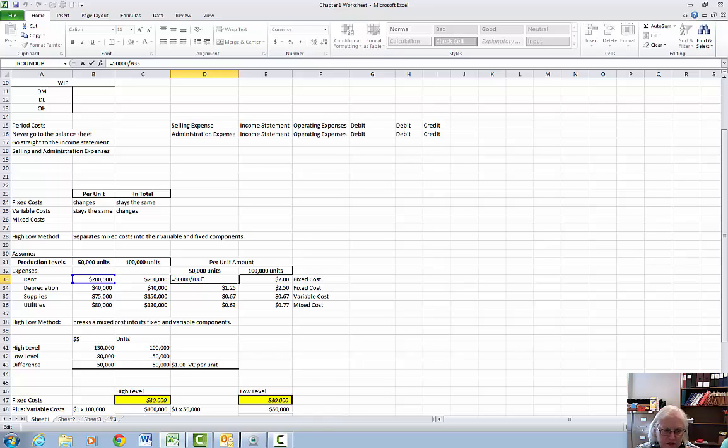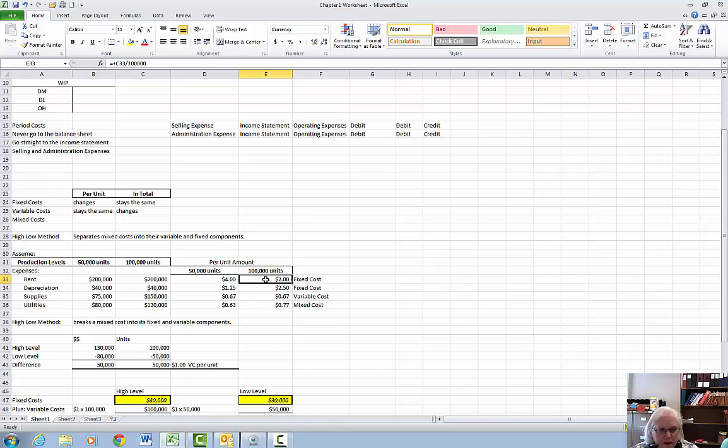And 50,000 per unit, cost per unit. Okay, equals. Let's try again. I got it wrong. Sorry, guys. I'm going to take my cost and divide by 50,000 units. Okay, so I got $4 per unit or $2 per unit.